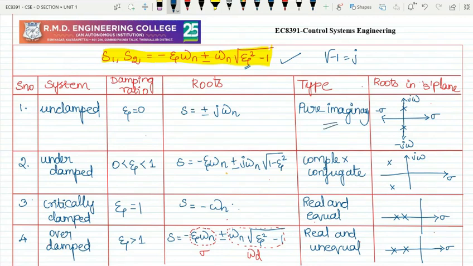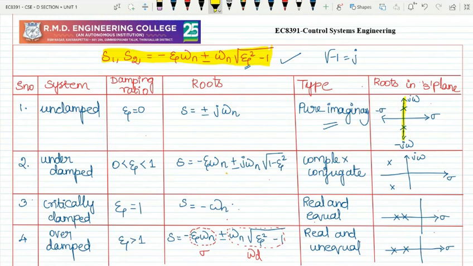When we draw the undamped case in the S plane, we know that the S plane is sigma versus j omega. Sigma is a real term, minus sigma is a negative real term, j omega is an imaginary term, and minus j omega is a negative imaginary term. So we said this undamped system will be purely imaginary, so definitely it will be lying on the y-axis.